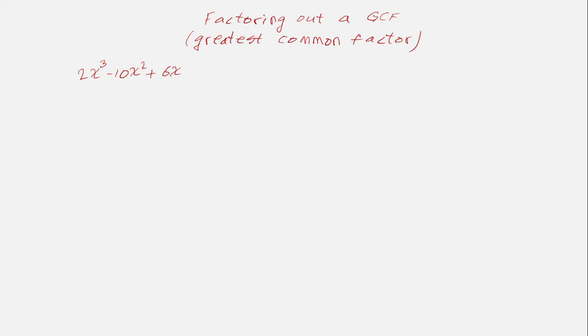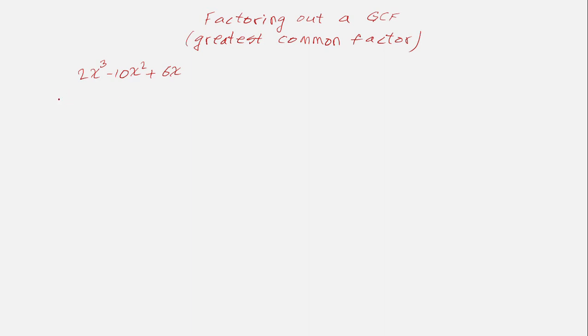Let's do another problem in which we can factor a greatest common factor out. Now, greatest common factor means a common factor, the biggest common factor that we can find that these three terms have. So let's start with the constants, with the coefficients. So 2, -10, 6.